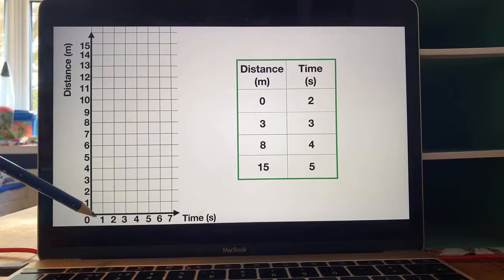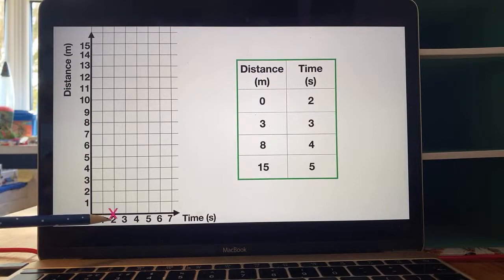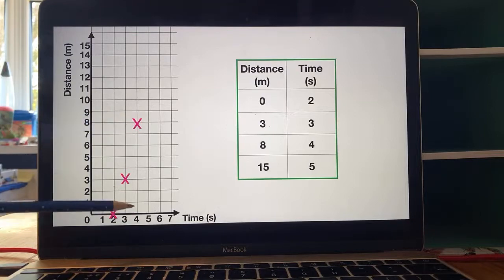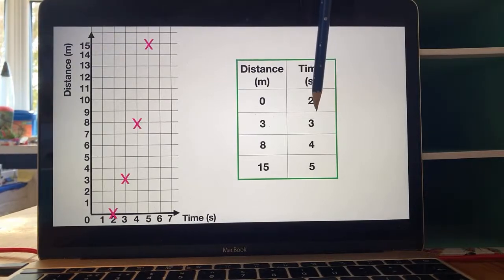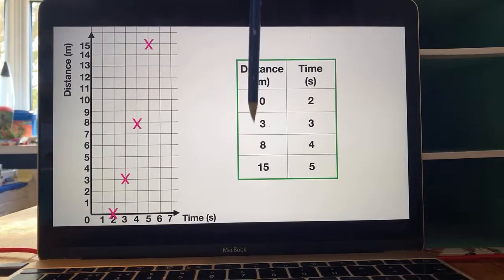After 2 seconds, this thing was still at 0 metres, so it didn't move for 2 seconds. After 3 seconds, it had gone 3 metres. After 4 seconds, it had gone 8 metres. And after 5 seconds, it had gone 15 metres. So again, some of you will have just been able to see, okay, well, I know there's a 1 second gap between 2, 3, 4 and 5. And I know that this gap is changing. Like the difference between 0 and 3 is 3, but the difference between 3 and 8 is 5. And the difference between 8 and 15 is 7.